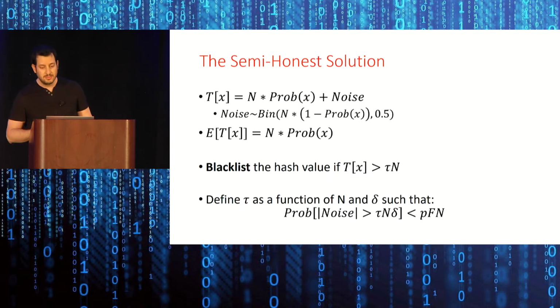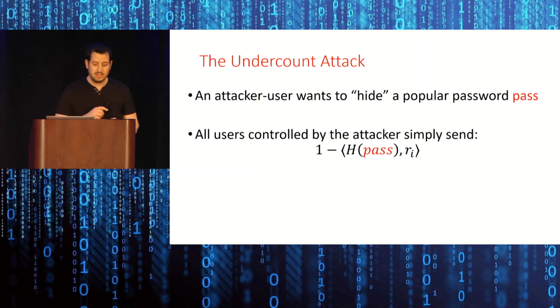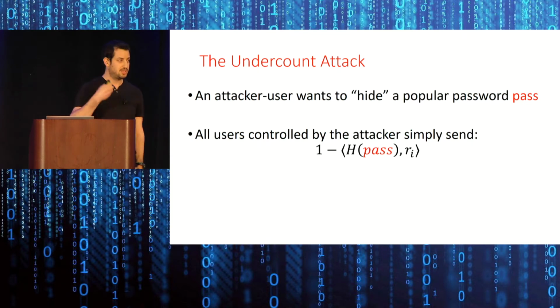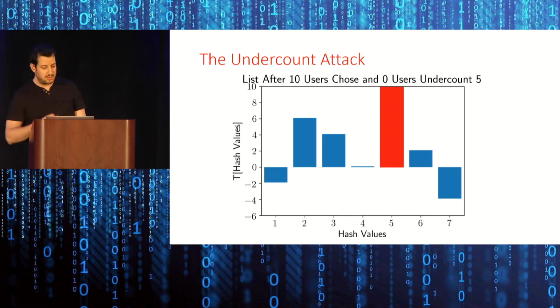It's relatively simple. But we have a problem, because we live in a malicious world, and we have what we call the undercount attack. In this attack, an attacker wants to hide this popular password and the popular hash value. And the attack is very simple. He will just follow the protocol by choosing this password, and will flip the bit of the result. And we can see what the effect is.